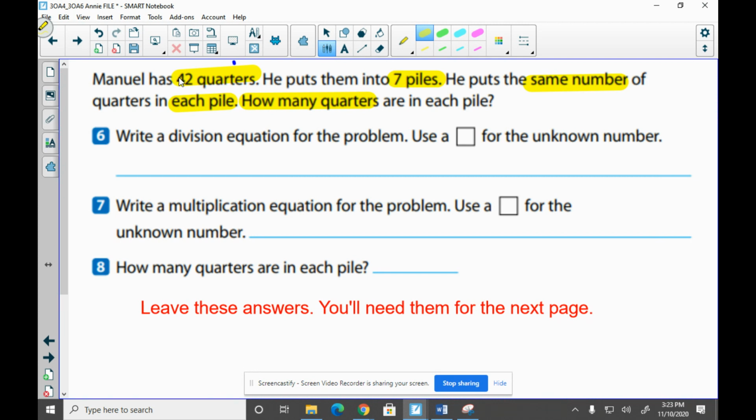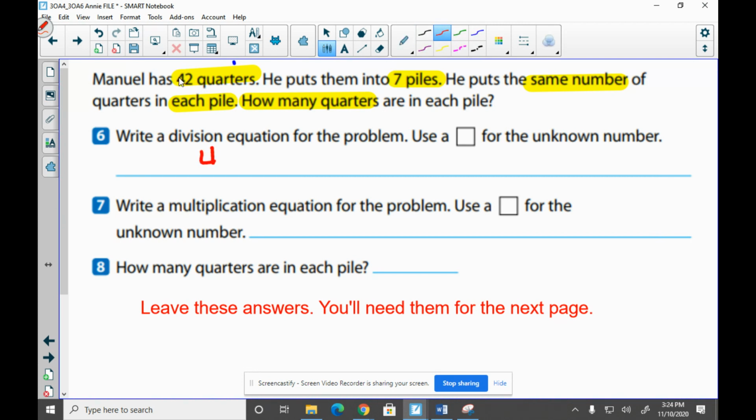If you will pause the video and see if you can write a division equation for the problem using a box for the part that you don't know or not given in the word problem. Also go ahead and try to write a multiplication equation using a box for the part that you're not given. And then the last thing, how many quarters are in each pile? You'll need to use an array or equal groups to figure that out. So pause the video and work out parts 6, 7, and 8, and then check back with me for your answer.